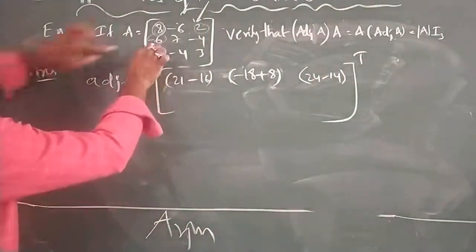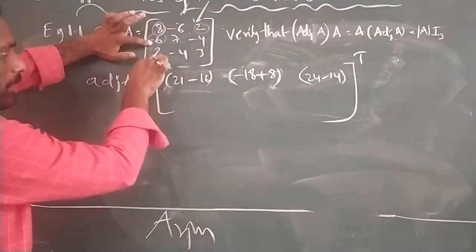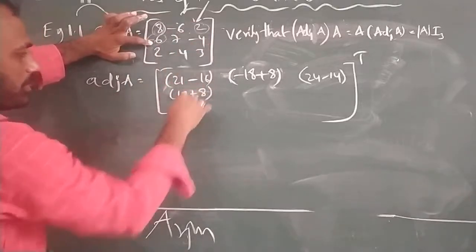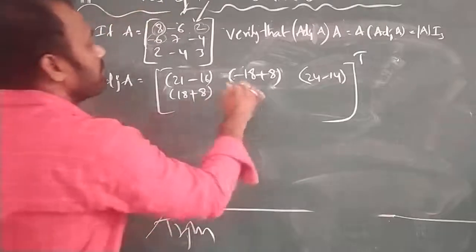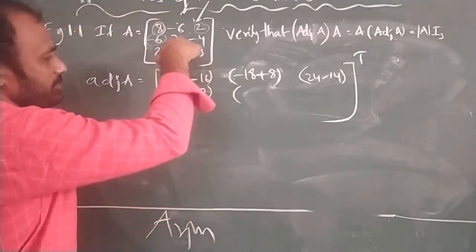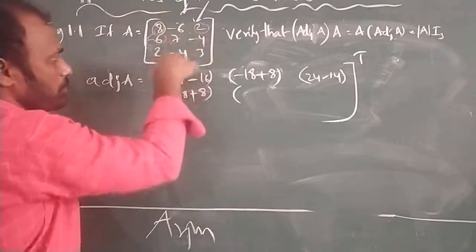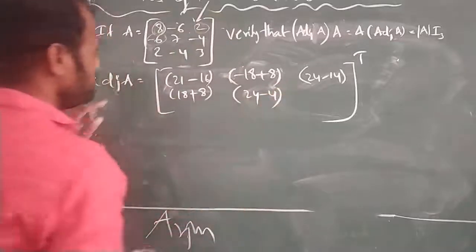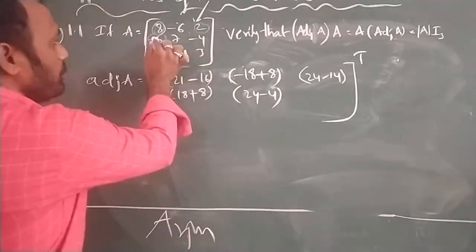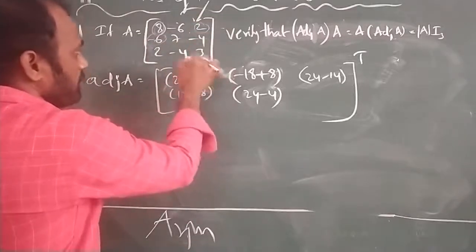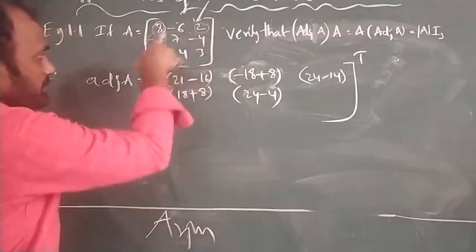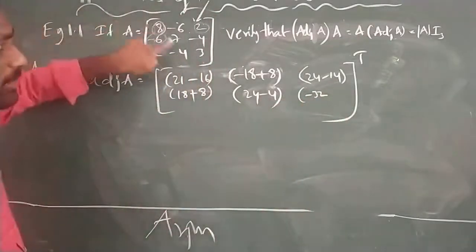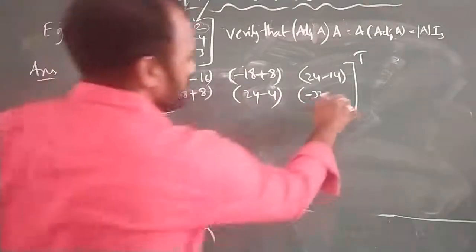Next, in order to get this minus 6 value, I have to delete this row and this column. So 6 times 3 is 18 minus 8, 18 plus 8, minus is a minus plus. Next, in order to get this 7 value, I need to delete this row and this column. So 8 times 3 is 24 minus 4. Next, in order to get the minus 4 value, I need to delete its row and column. So what are the left elements here? 8, 4, 6, 2. So 8 times 4 is 32, which is minus 32. Here minus is a minus plus. It will be 6 times 2 is 12.